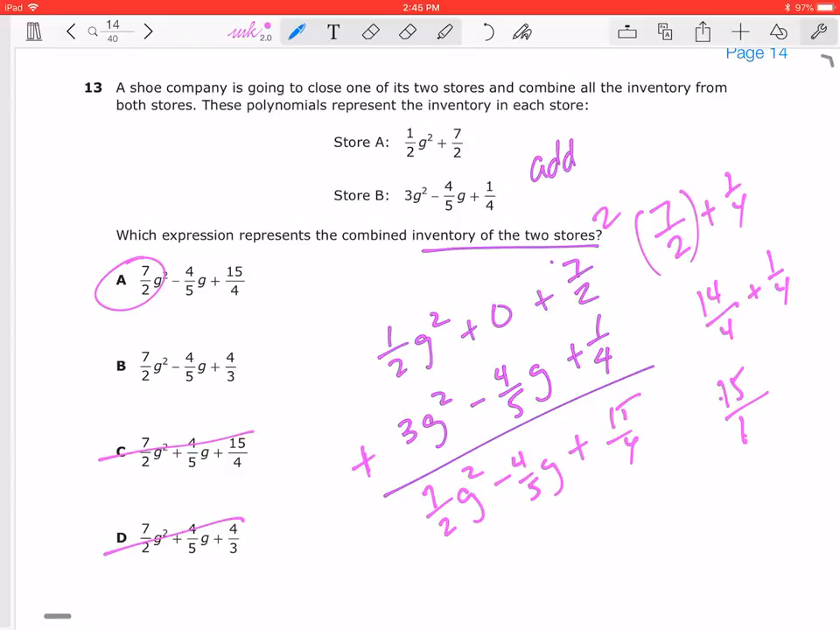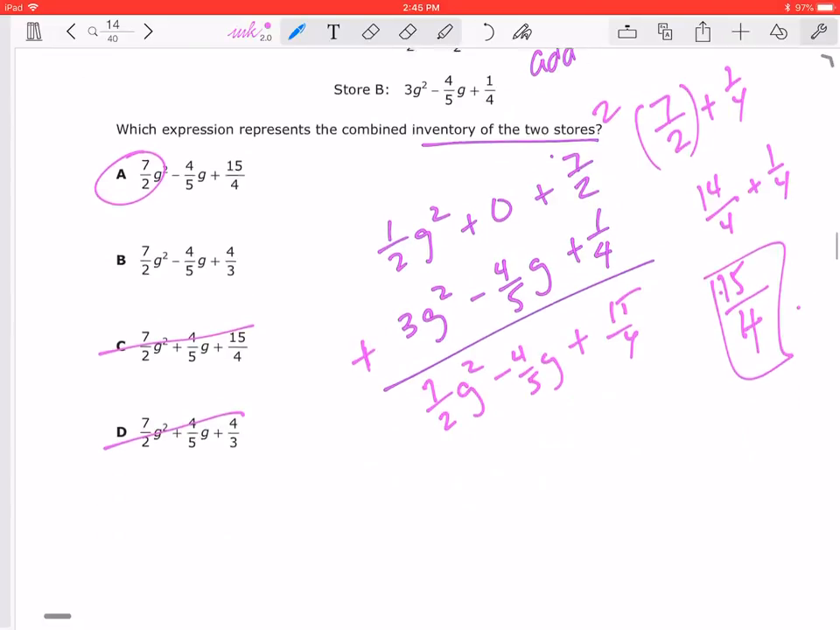So that's going to give me 14 plus 1, which is 15, over 4, which is 15/4.